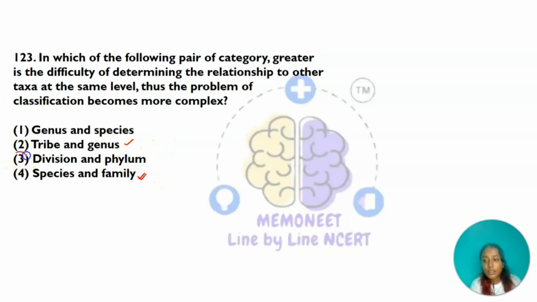The only option which can be correct is option number 3, because division and phylum have a lot under them. So there are maximum organisms under division and phylum, so it is more complex to build up a relationship with the other taxa at the same level. So the correct answer is option 3.